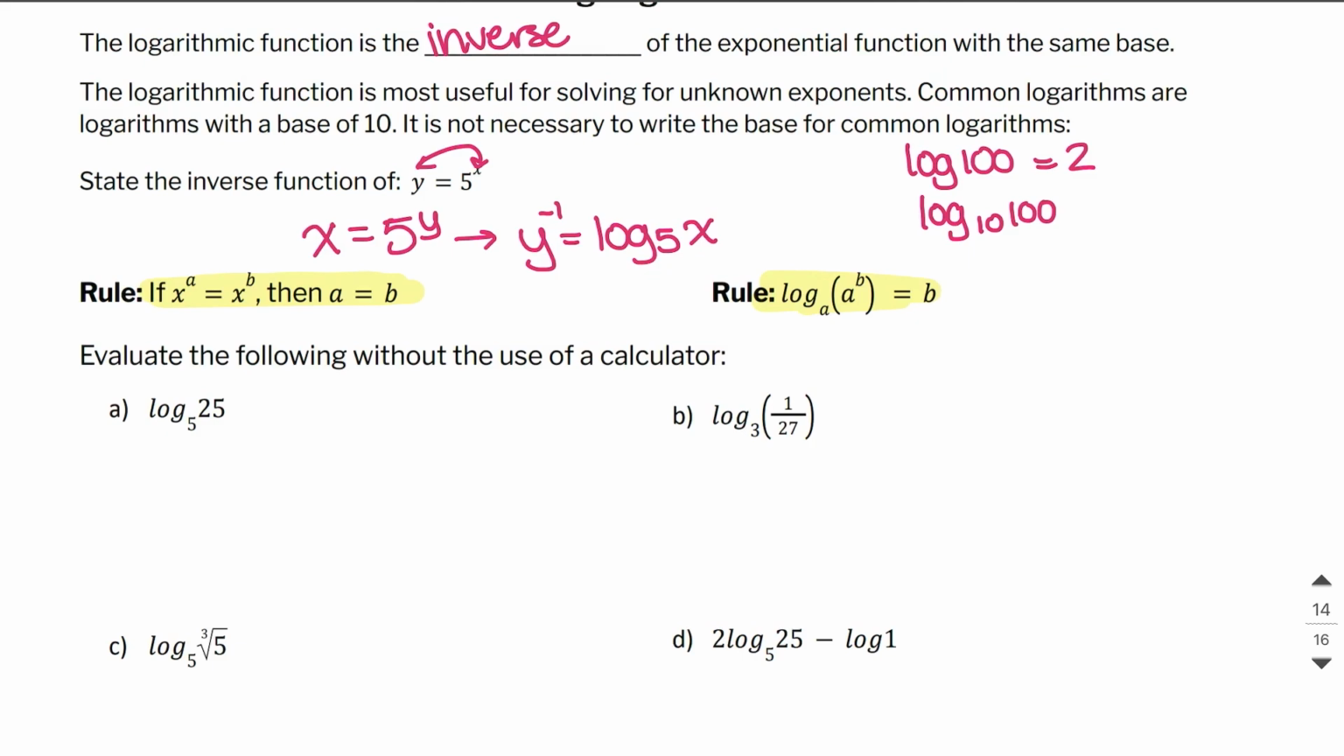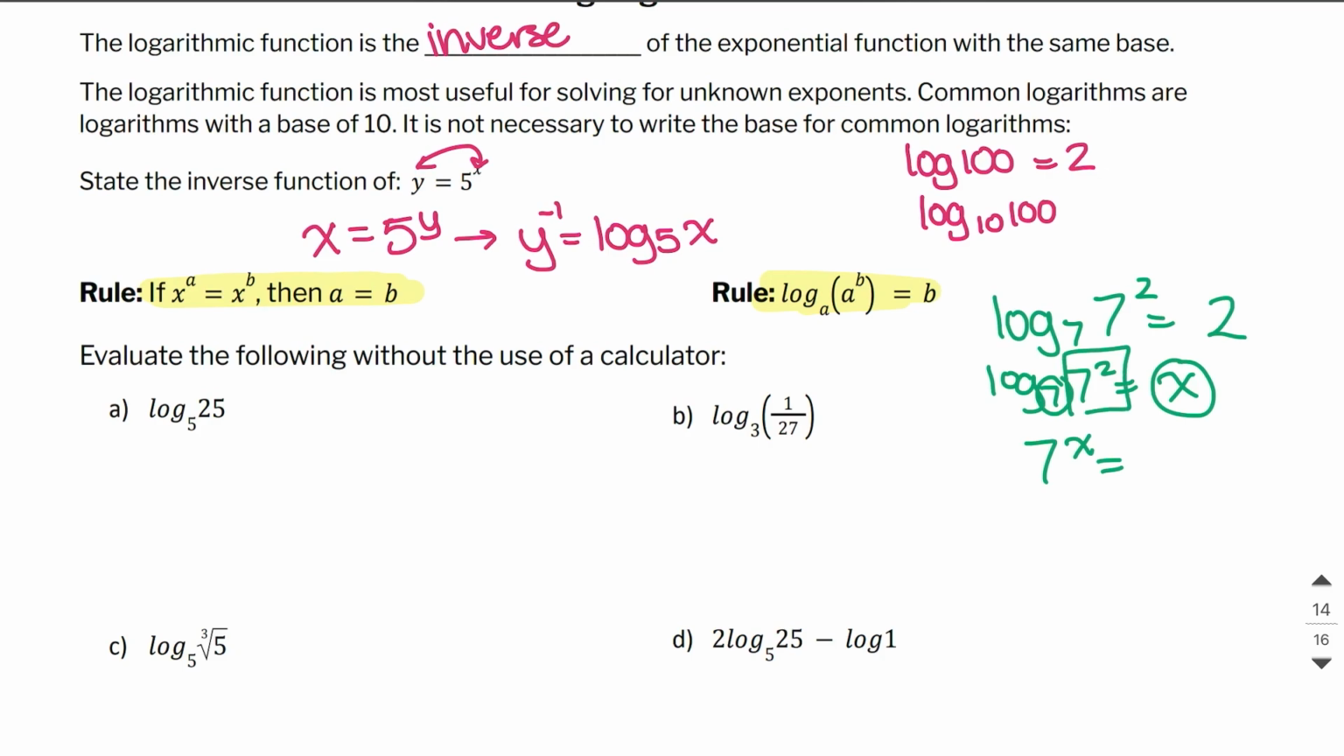But here's another really helpful rule, and that's that log base a of a to the power of b is b. So for example, if I have log base 7 of 7 to the power of 2, the answer here would have to be 2. Why is that? Because right here, if I write log base 7 of 7 squared, let's say I don't know what it is, I'll call this x. What this means right here is 7 to the power of x is going to equal this value right here. And now I can use this rule and say that x equals 2. So I can just go straight to that now using this rule right here.